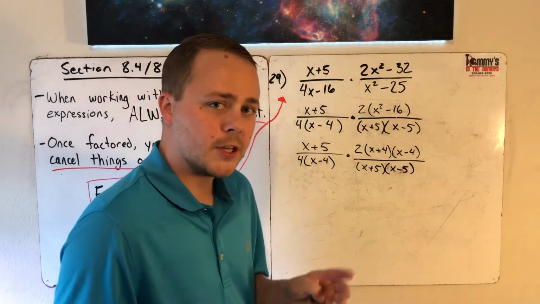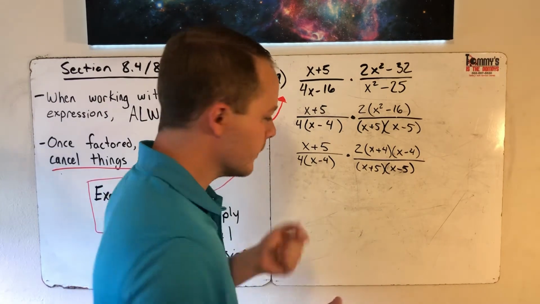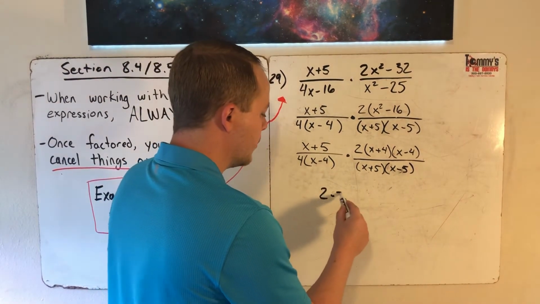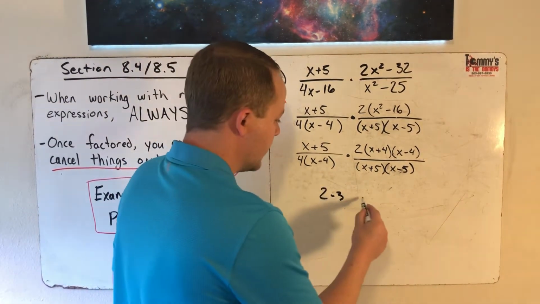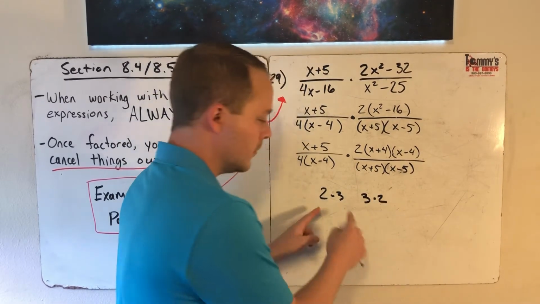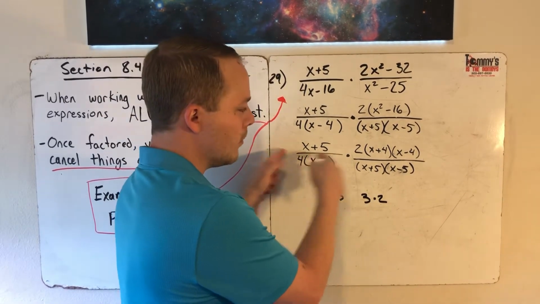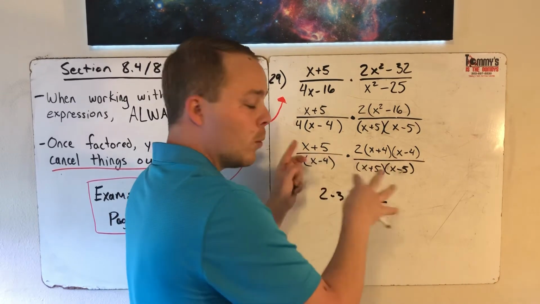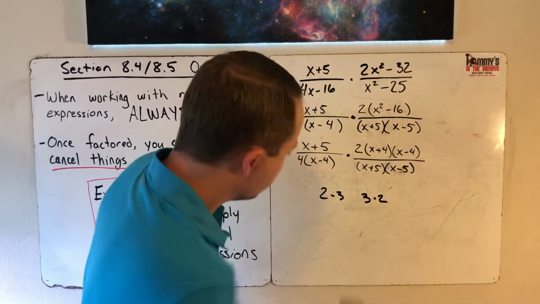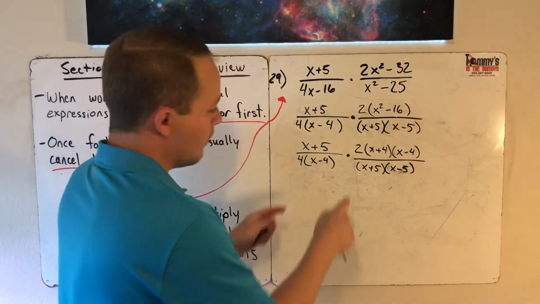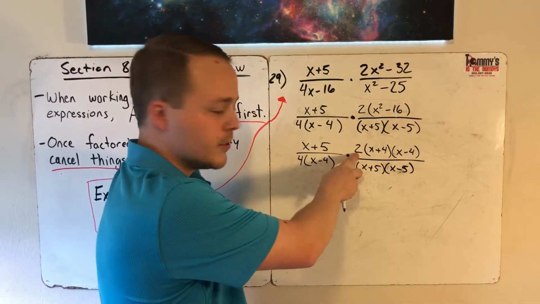Remember, with multiplication, it doesn't matter what order you put stuff in, right? Because, say, for example, 2 times 3 is the same thing as 3 times 2, okay? It doesn't matter what order you put them in. So when we multiply these out, we can reorder them however we like. So I like constants, numbers, to be out front.